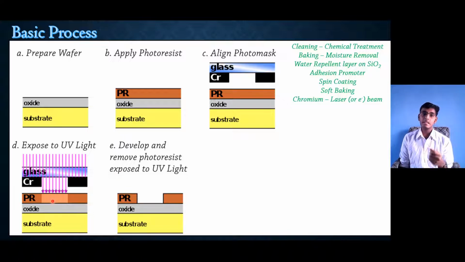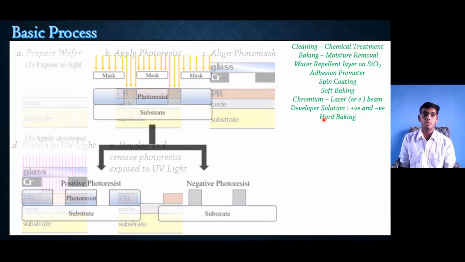Because the photoresist has been chemically altered in the place where it is exposed, we can use a solution known as a developer solution and remove the part which has been exposed to the UV light. Now, depending on the combination of this photoresist material and the developer solution, we get two types of photoresist known as positive and negative photoresist.